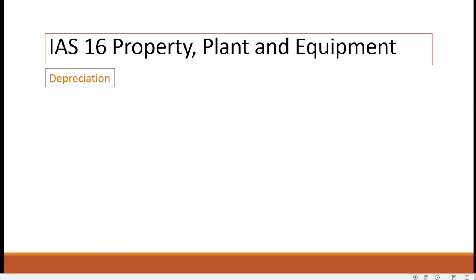The next topic is property, plant, and equipment, which is quite a big topic: depreciation. IAS 16 requires depreciation. Let's understand why we charge depreciation. Depreciation is the amount, the value of the asset, that is being charged to the profit and loss statement.